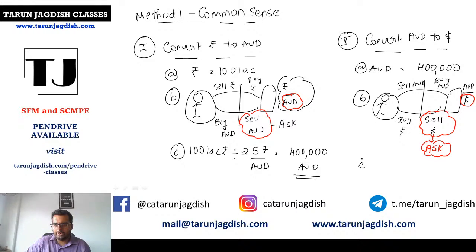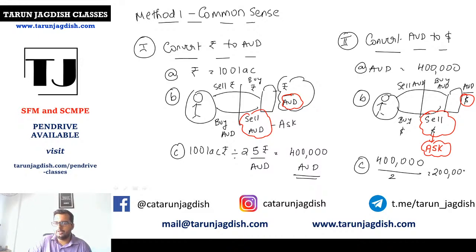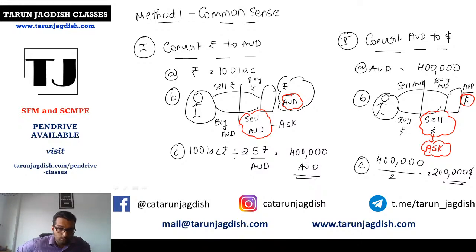Okay. So once you get the answer as ask rate, now what next we will do is 4 lakh divided by 2. So what is the dollar that I am getting over here? 2 lakhs dollar. Can you please write down till here in your books now, friends? Yes, I ready. You got the right answer.